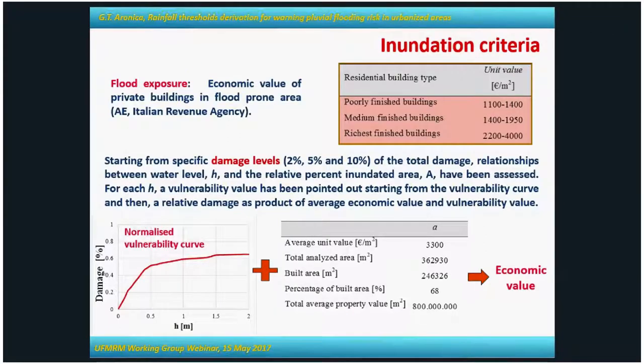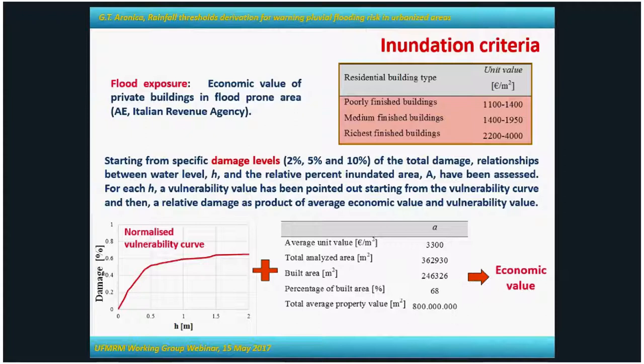The inundation criteria was derived starting from the vulnerability curves in terms of the water depth and percentage damage, but it was put together with information of the percentage of inundated area. And because, of course, we know the economic value of the assets in the area, it was possible to define a sort of damage level. So you have damage levels, which is a combination of water depth and a percentage of inundated area.